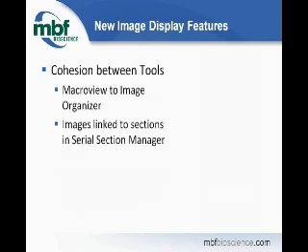We've also increased the cohesion between additional tools, not just image adjustment and image organizer, but also between the macro view and image organizer. So in macro view, you can now select an image, right-click, and say set to current image. In that case, the image in the image organizer will be selected. You can also link images to sections in the Serial Section Manager. I'm going to demonstrate this in just a minute.